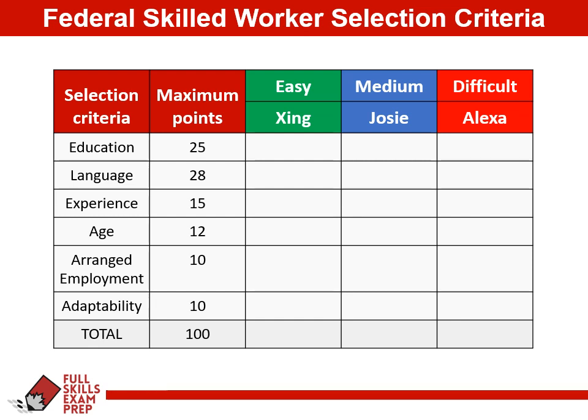Okay, so we have 3 questions we're going to look at, same as usual. This one's a bit different though, because we're going to look at this through the context of an easy question dealing with the Federal Skilled Worker points. The person in that scenario is named Shing. We're going to look at a question that is medium in terms of difficulty, and that's going to be Josie. And we're going to look at a very difficult question, and that is with Alexa.